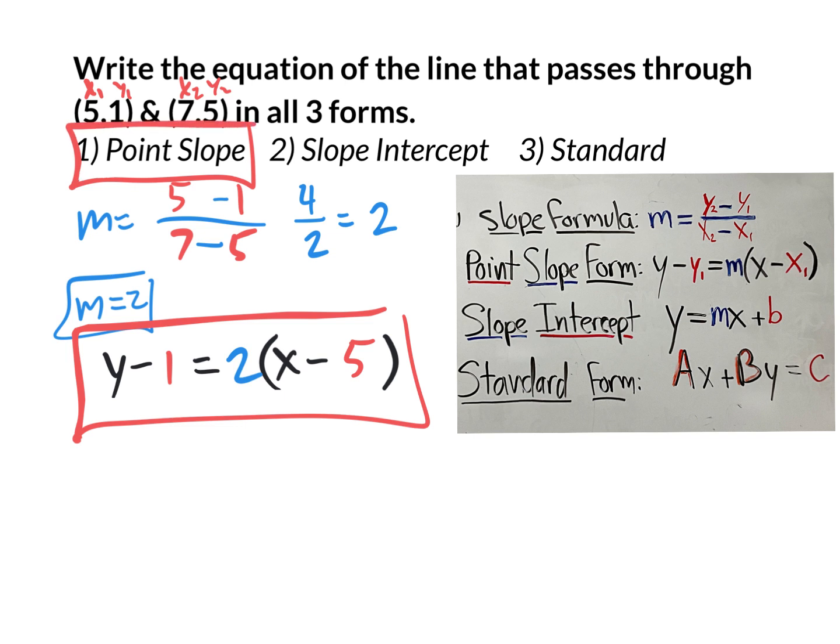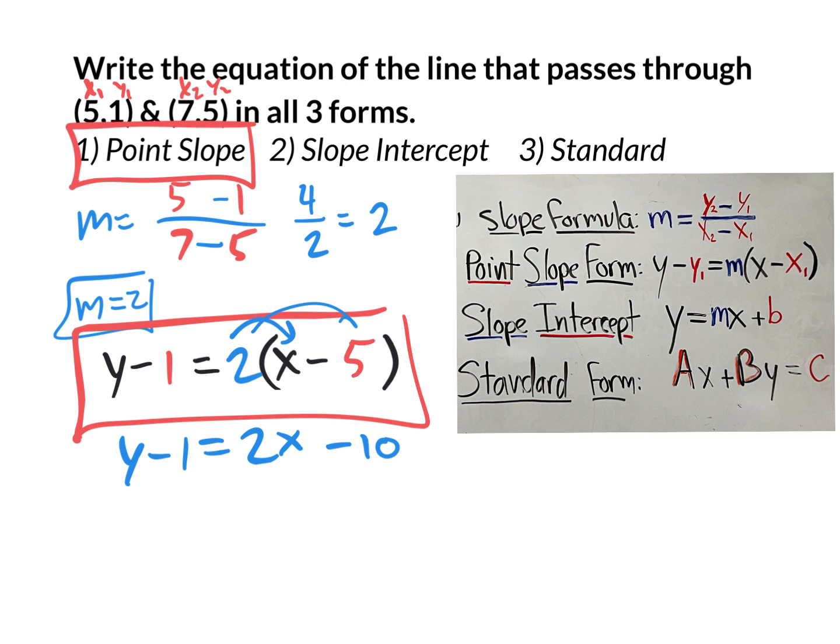The next form is slope intercept, which is why I put the next form down on the wall, slope intercept. Because it's really easy to change from point slope to slope intercept. Just distribute and move. Distribute the 2 and move the -1. So distribute the 2. 2 times x is 2x. 2 times negative 5 is negative 10. Bring down the equal sign, bring down y minus 1.